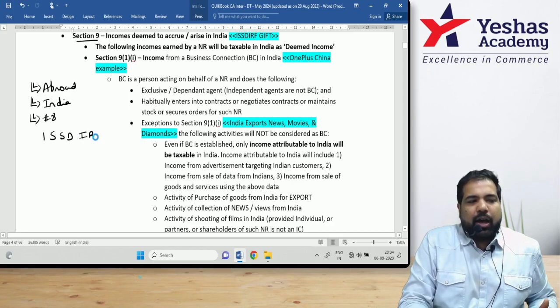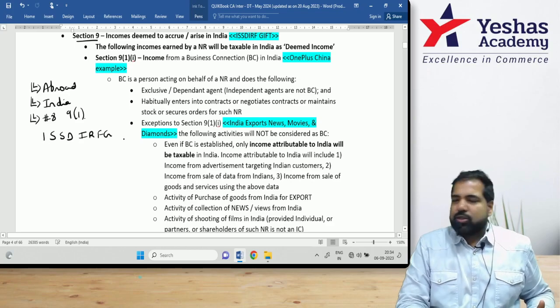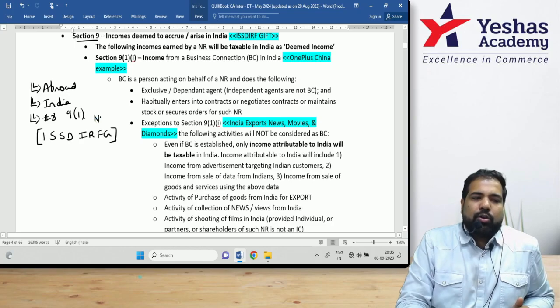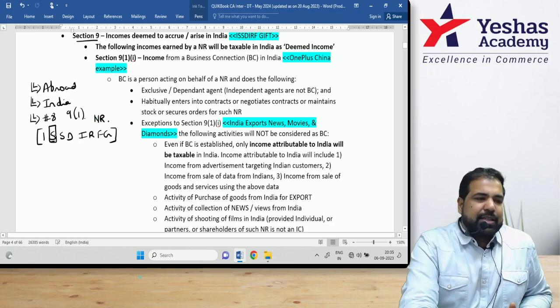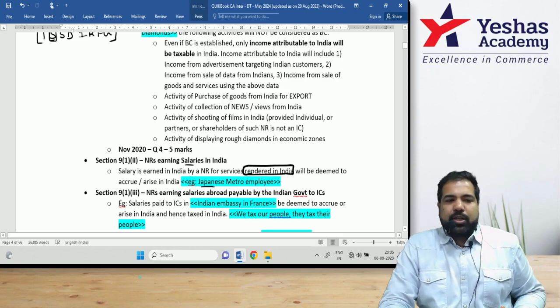ISSB, IRF, gifts. Under which section? 9.1. These are all subsections, or clauses. And remember, these incomes are only seen for whom, guys? Non-resident. We'll go the same way we've studied. First, salary. Salary earned by whom? Non-residents for services rendered in India. Remember Japanese metro?